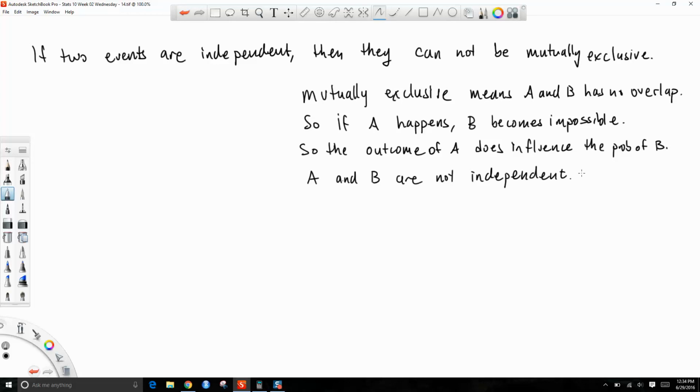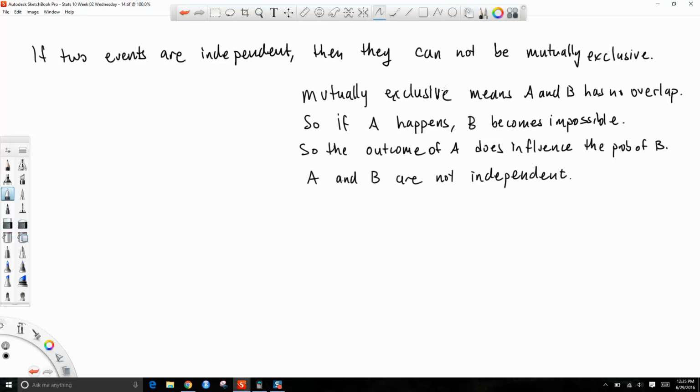Yes, question. If they have no overlap? So mutually exclusive means there's no overlap, right? Okay, so mutually exclusive means that there's no overlap, meaning that if A happens, then B is no longer possible.